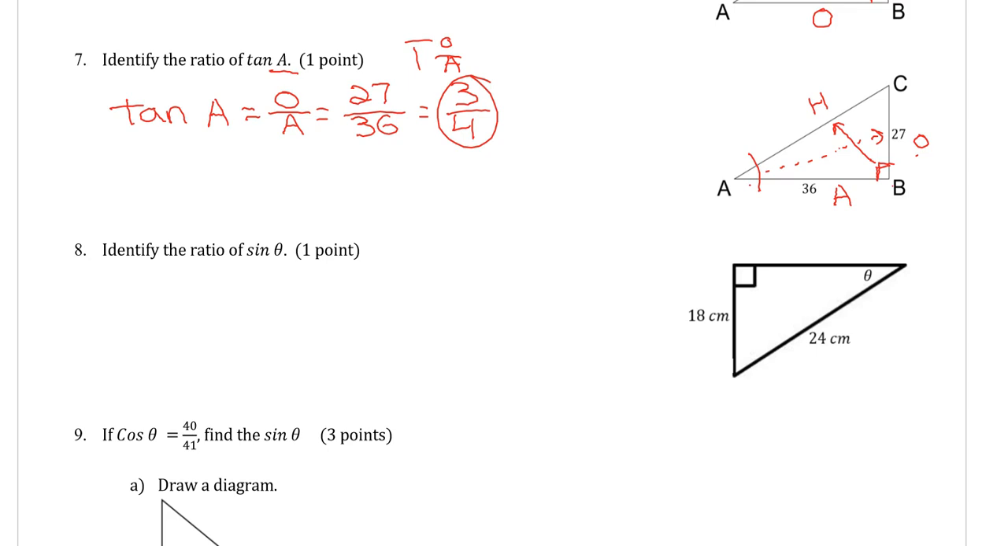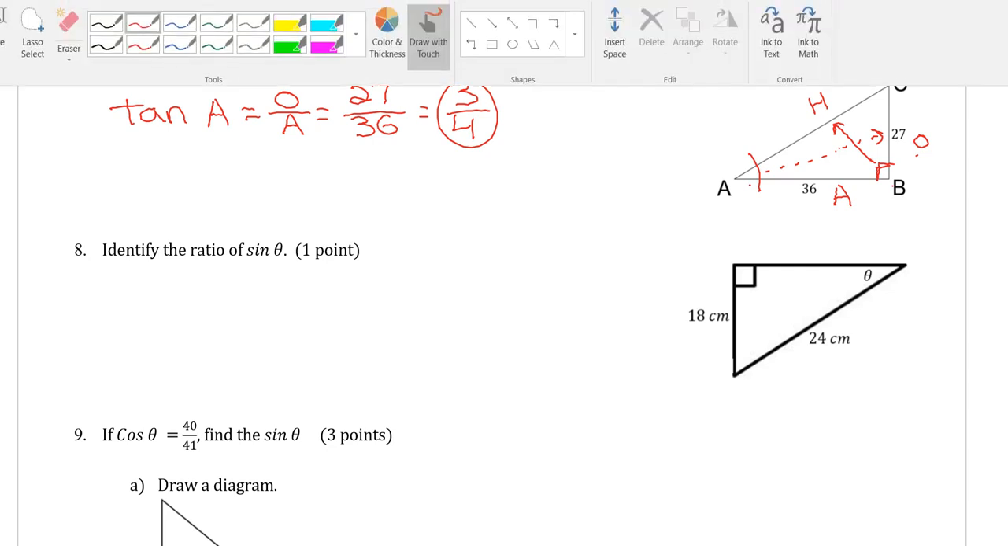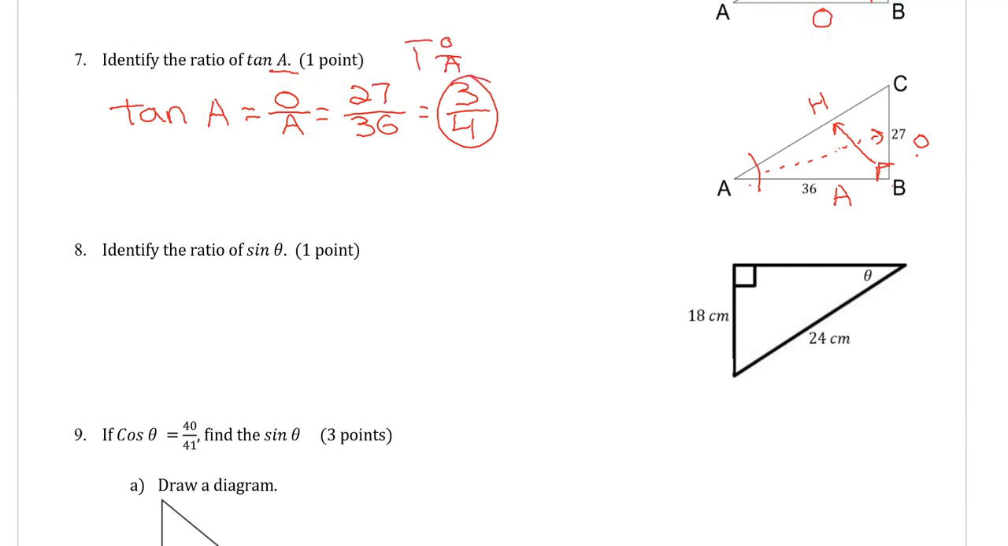All right, looking at 8. Identify the ratio of sine of theta. Okay. So theta is here. Here's my right angle. This one's already marked for you. And sine of theta is the SOH part of SOHCAHTOA, right, opposite over hypotenuse. So across from our right angle is the hypotenuse. Across from our given angle is the opposite. Between the two is the adjacent side.